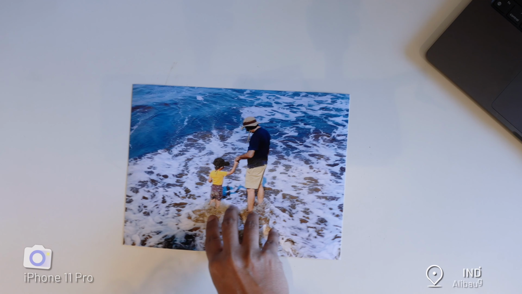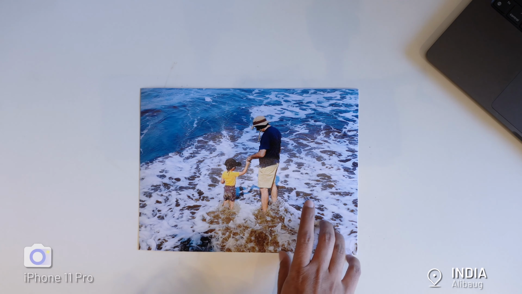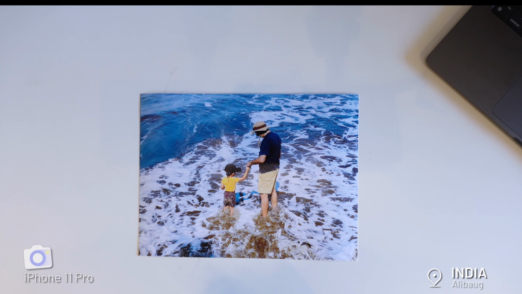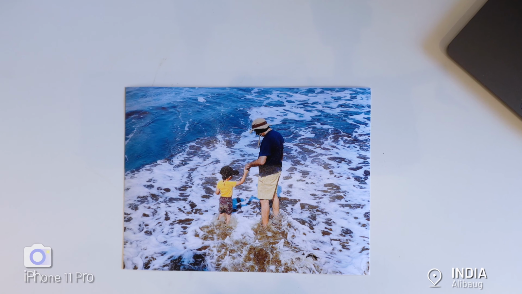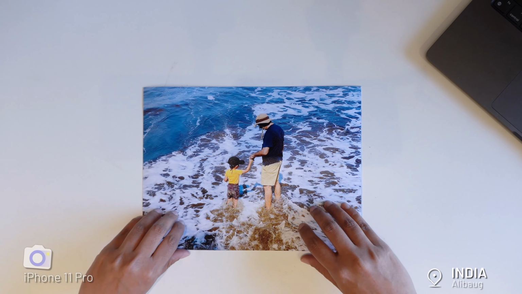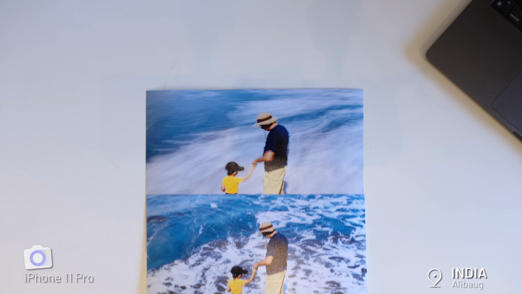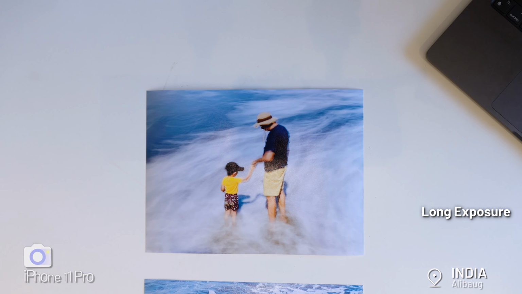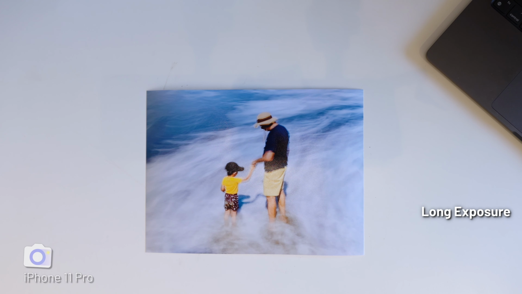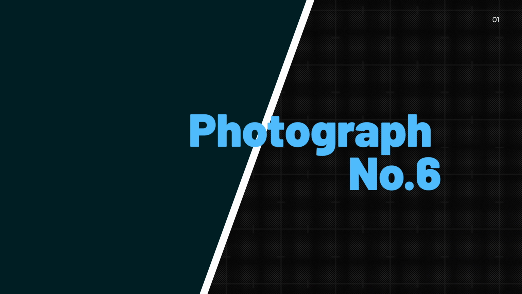Next four images were all taken on a beach, but each one tells a different story. So let's begin with another technique to create artistic shots: long exposure. Take a look at this image. It is a simple moment, but put a few of these moments together and you have a memory that now looks less like a photograph and more like a painting.